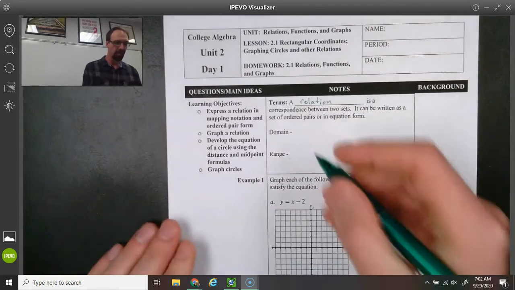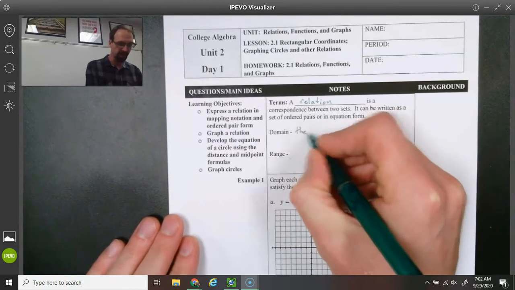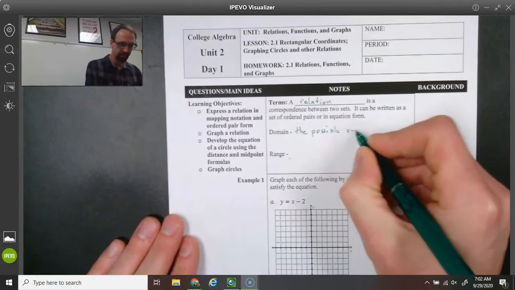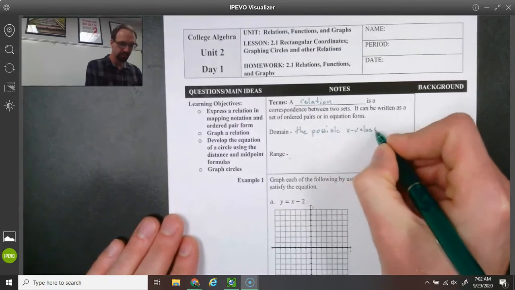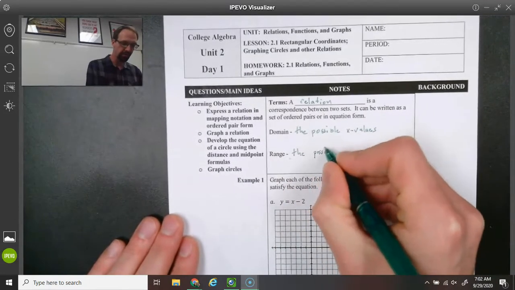form. When we have a domain, domain is all of the x values, the possible x values. And then the range is the possible y values.